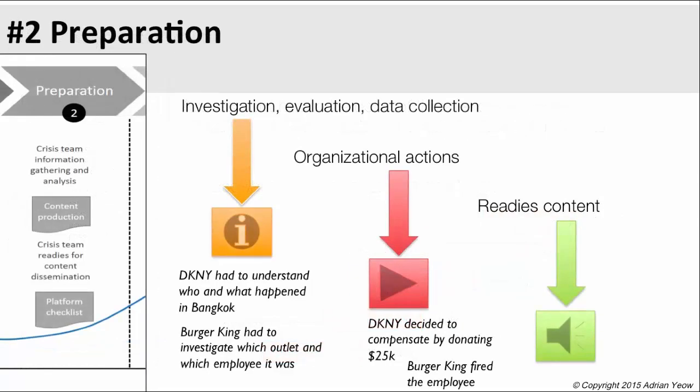In the next step, depending on the scenario, the response team has to start work on preparing the response. Assuming this is a critical scenario, the crisis team has to start investigating the trigger events by gathering information and analyzing the data surrounding the event. For example, DKNY's team probably had to talk to the Bangkok team to understand who and what happened with the photos used in that shopfront. Likewise, Burger King's team had to quickly track down the outlet and talk to the staff to find out who the culprit was.